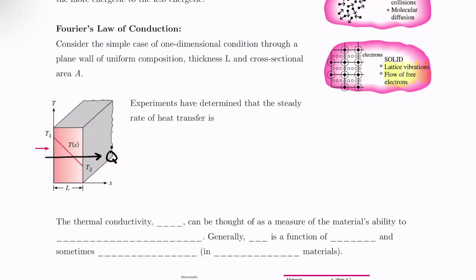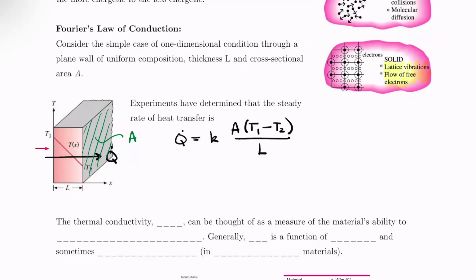And this is happening over this area A. And so we know from experiments that this rate of heat transfer is equal to some parameter K, and this is not the K from the ideal gas stuff that we were just talking about. It's a different one. So K times area times the temperature difference divided by L.